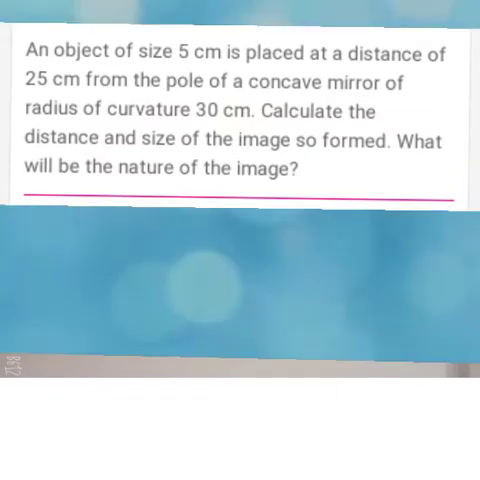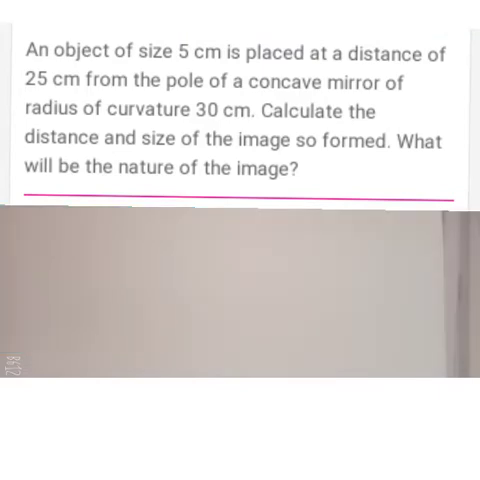Question. An object of size 5 centimeter is placed at a distance of 25 centimeter from the pole of a concave mirror of radius of curvature 30 centimeter. Calculate the distance and size of the image so formed. What will be the nature of the image? First you should read the question two times. Also remember, you must use the new Cartesian sign convention while substituting the numerical values for u, v, f and r.